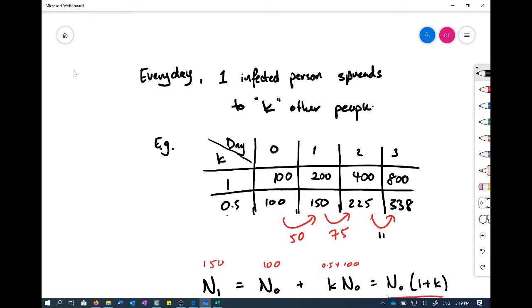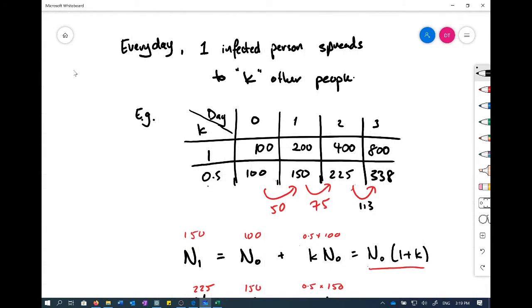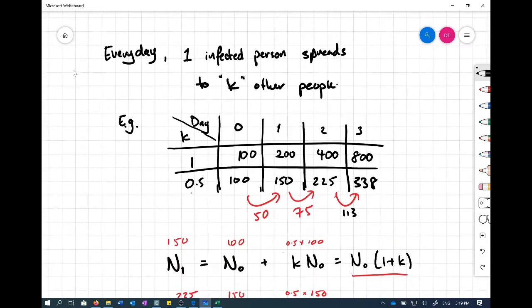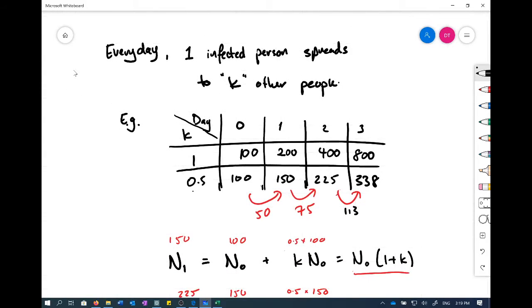This one should be like 113. The number of new infections will increase as well. Okay. So if we try to put this into a generalized equation, it will look something like this. N1, the number of infected cases on day 1, equals the original number of infected cases plus k, which is this k number that we assume as 0.5, times the original number. Correct?